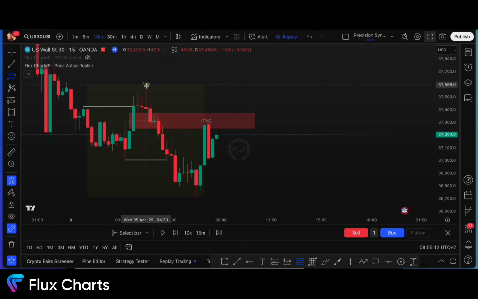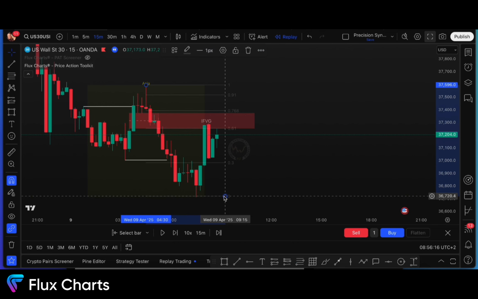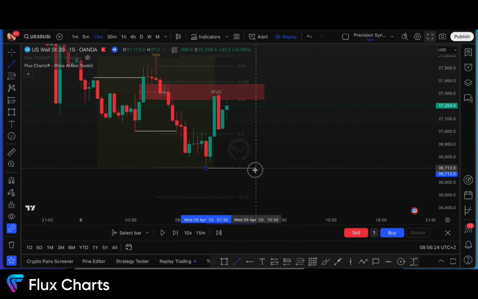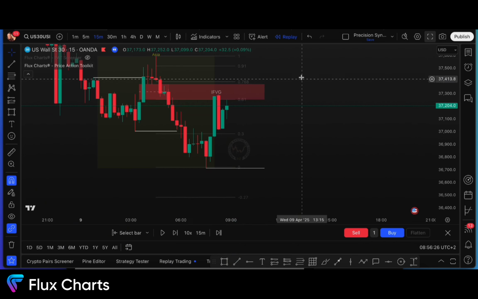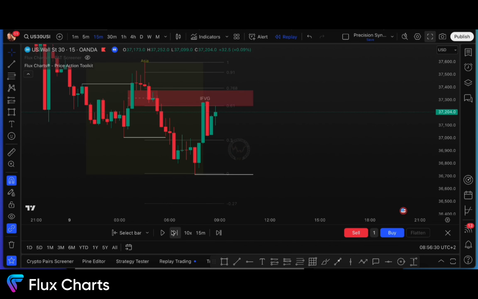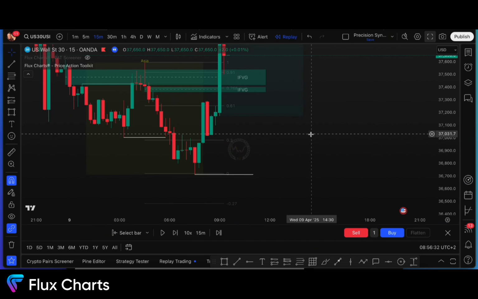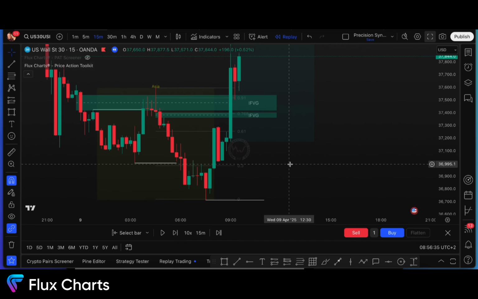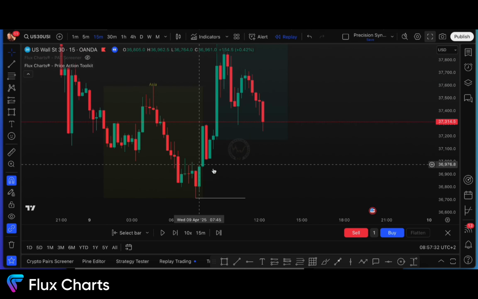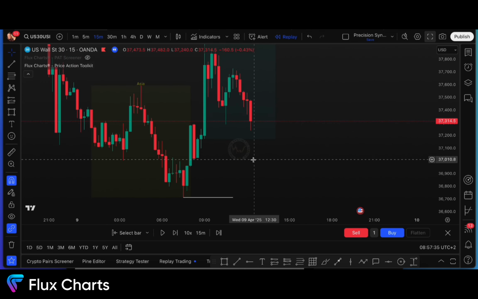Let's see if we draw our fib from this high to this low. We are at the 61 level and we can target our next low right over here and stop loss above this high. And there you go. As you can see, we got stopped out and then price created another inverse fair value gap.